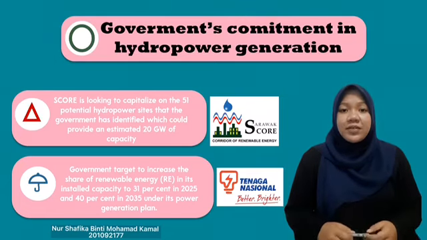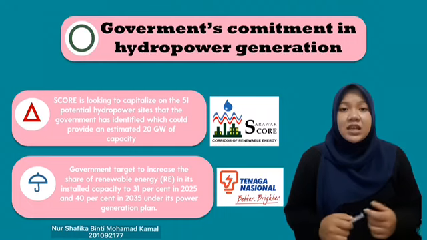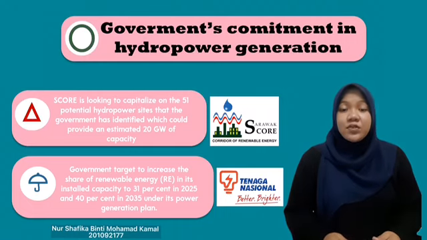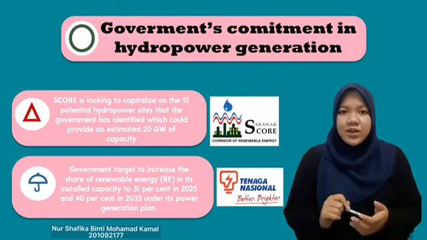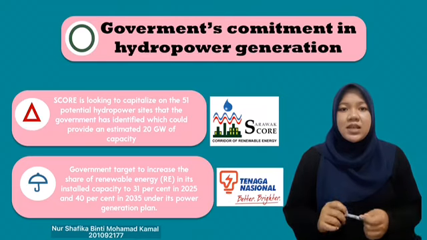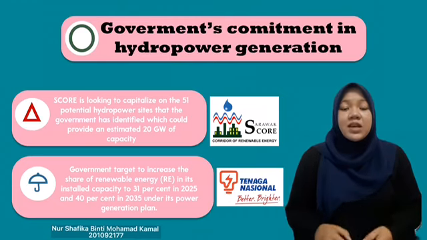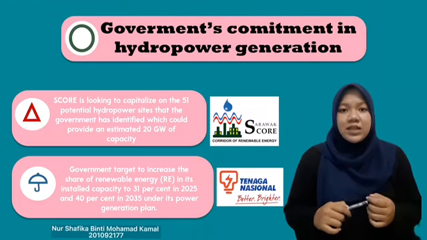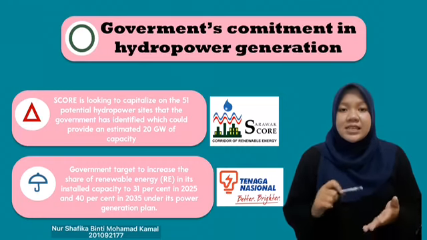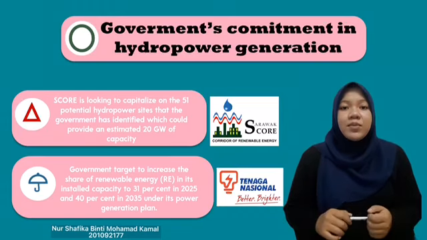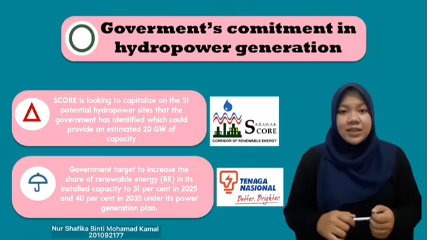Next, we also have Tenaga Nasional Berhad, which is TNB, the largest electricity utility company. The government has targeted to increase the share of renewable energy to 31% in 2025 and 40% in 2035. The Malaysian government also targets to achieve the environmental goal of reducing CO2 emission by 45% in 2030.